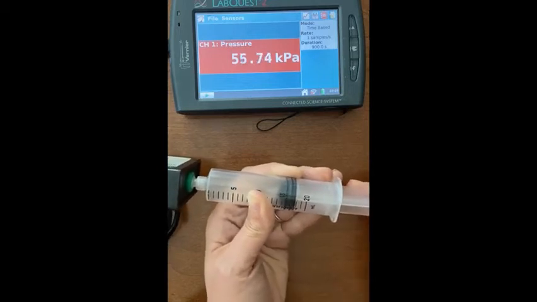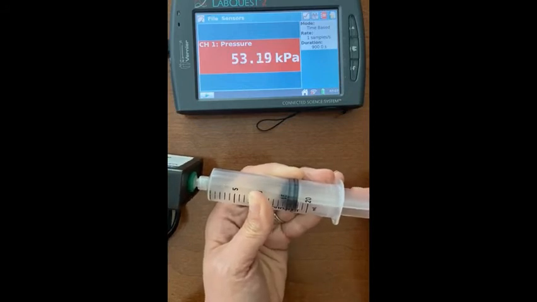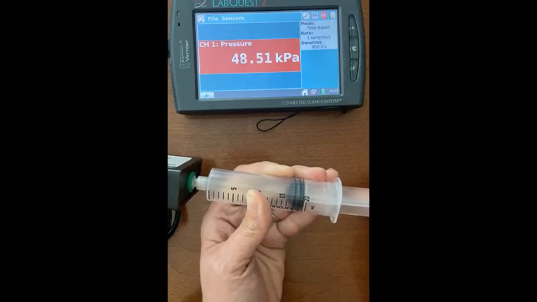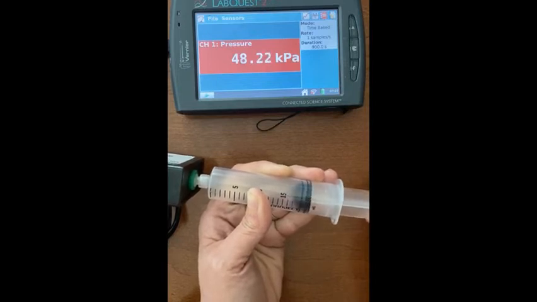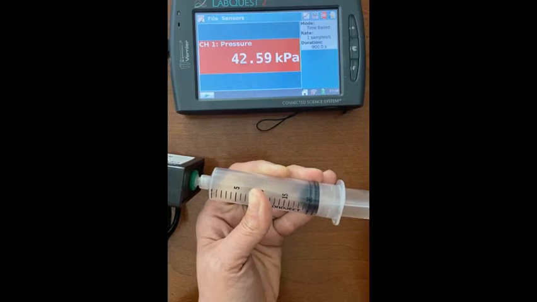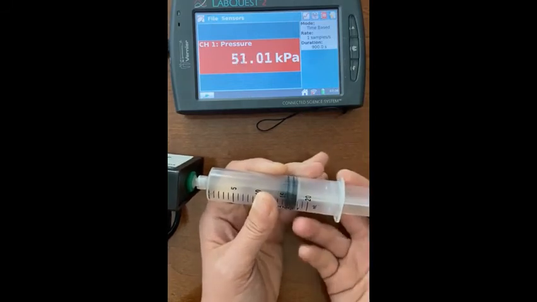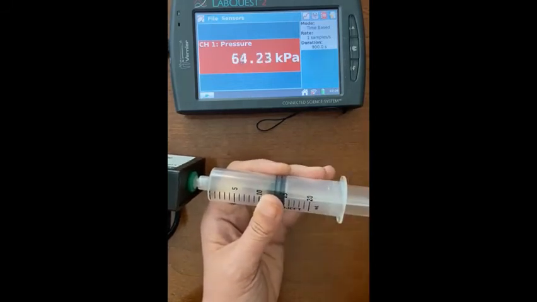Now I'm going to increase the volume to 17.5 milliliters, right here. And at 17.5 milliliters, I get a pressure of 48.50 kilopascals. And finally, when I go all the way out to 20 milliliters in volume, the pressure is stabilizing at 42.59 kilopascals. All right, now it's going to be your job to analyze the data set.